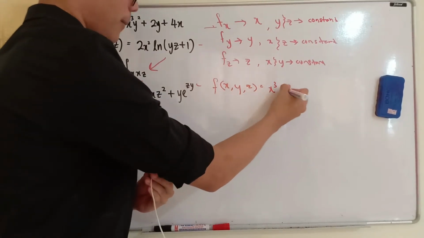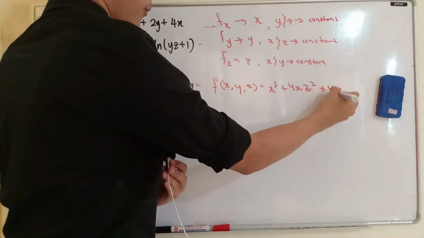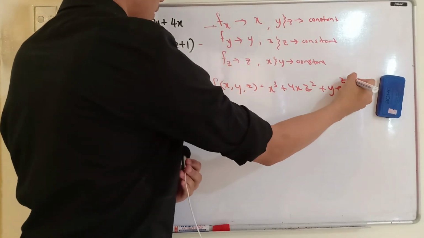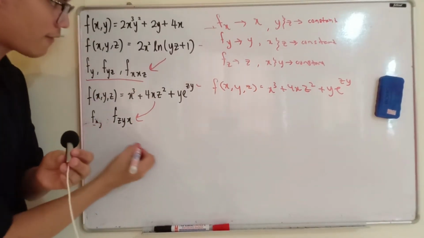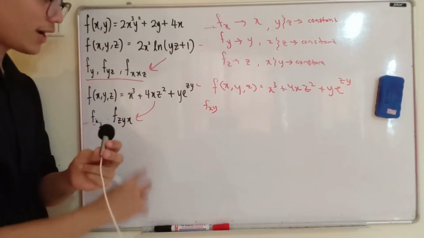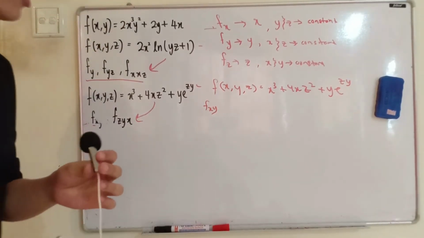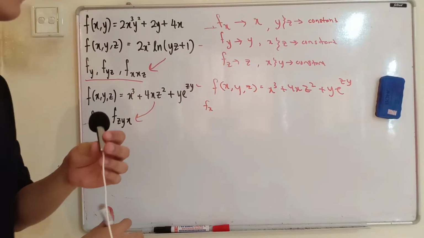S cubed plus 4s z squared y e to the power of zy. Okay, so now our question is f_s, f_y and also f_z. So what are you going to do? Going to find one by one. Okay, you need to find your f_s first.